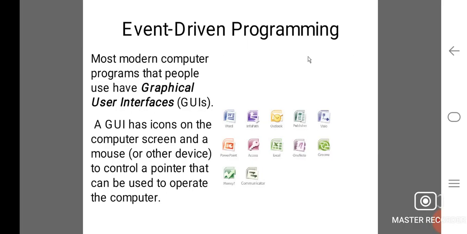Event-driven programming. Most modern computer programs that people use have graphical user interfaces, GUIs. A GUI has icons on the computer screen and a mouse or other devices to control a pointer that can be used to operate the computer. For example, Word, PowerPoint, InfoPath, Access, Excel, OneNote, Groove, Communicator.